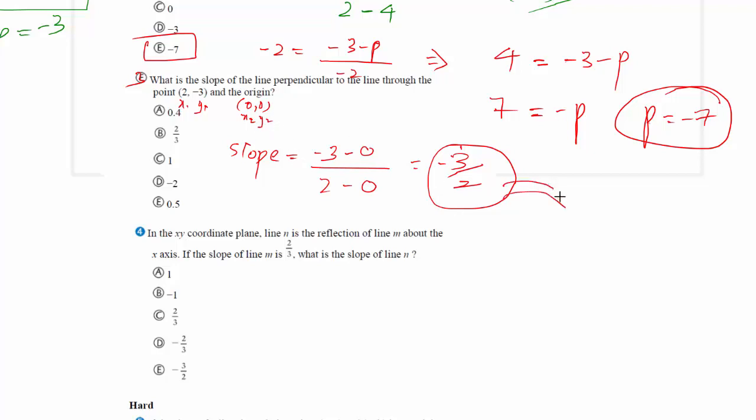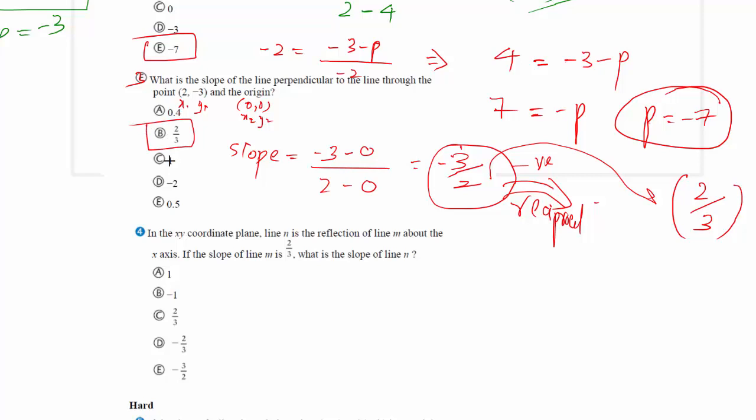So we can do the negative reciprocal. Negative reciprocal of this, that will be negative 3 over 2, we can do 2 over 3, and then multiplying by negative, right? So it'll become positive. So negative 3 over 2, its negative reciprocal is 2 over 3. So that's option B. Now, question number 4.